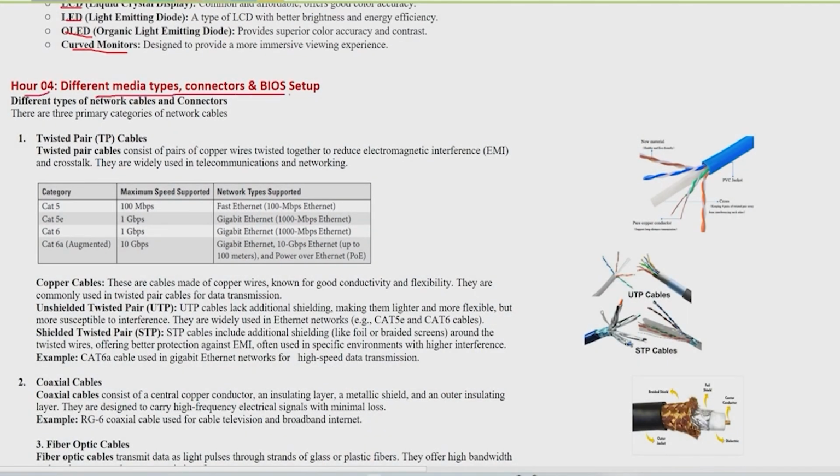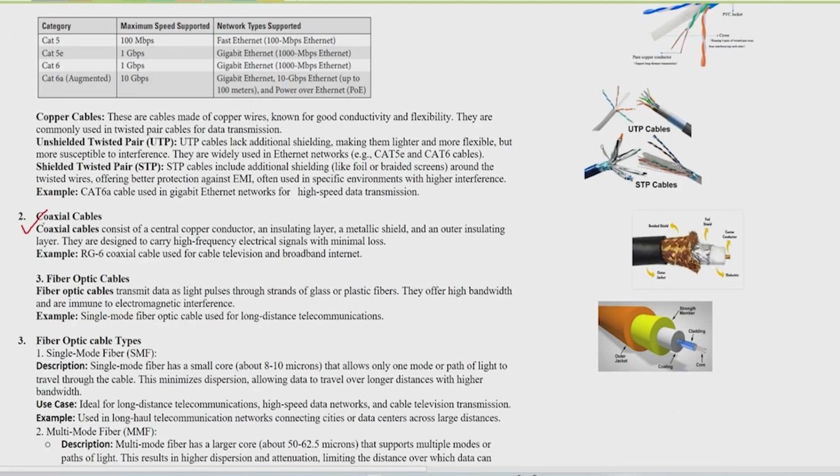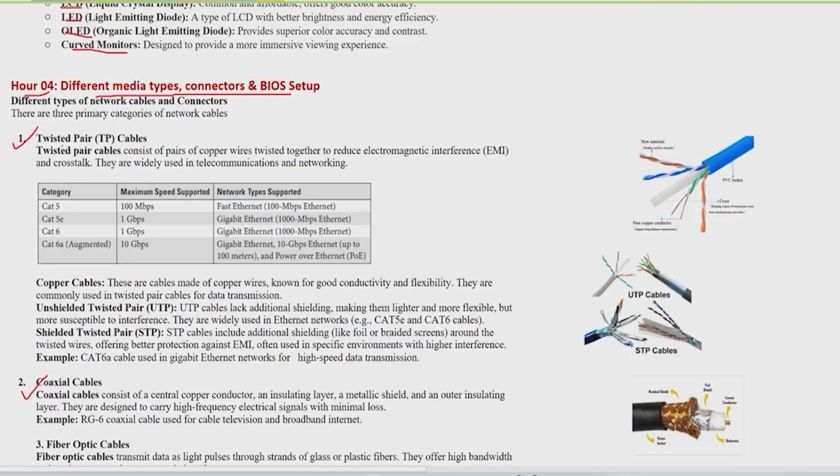Now we will be moving to hour 4, which is about different media types, because we already understood the connection points, but on the connection point we need some kind of media, we need some kind of cables. So if we want to understand the cables, first we need to understand the network cables. There are three categories of network cables: twisted pair cables, coaxial cables, and fiber optic connection.